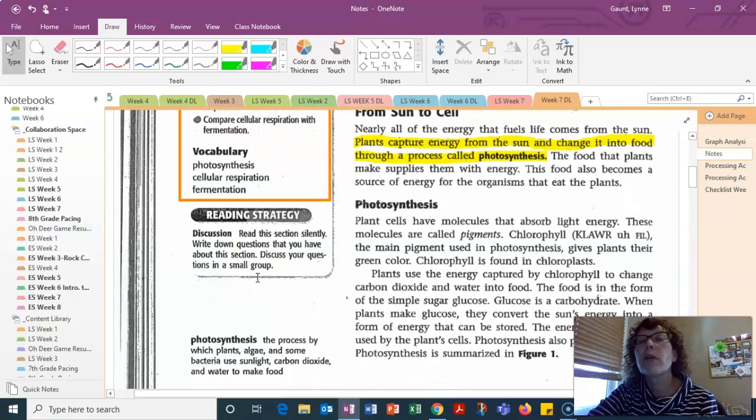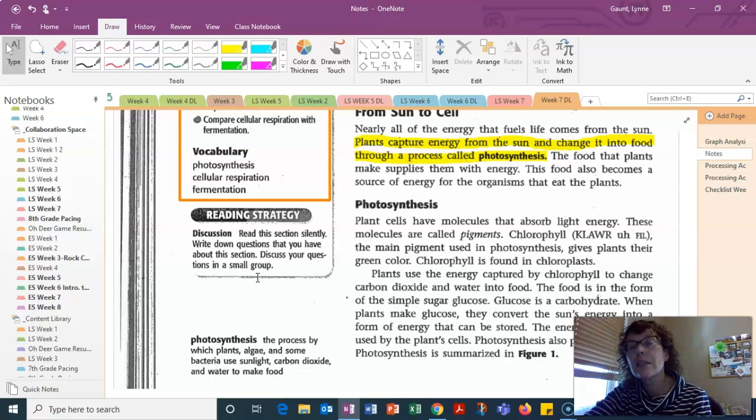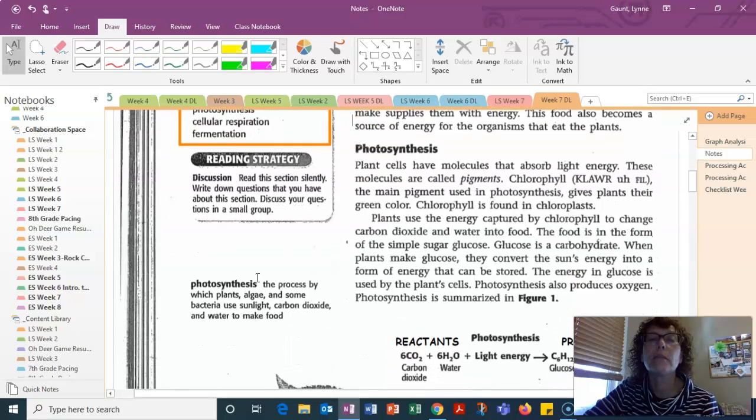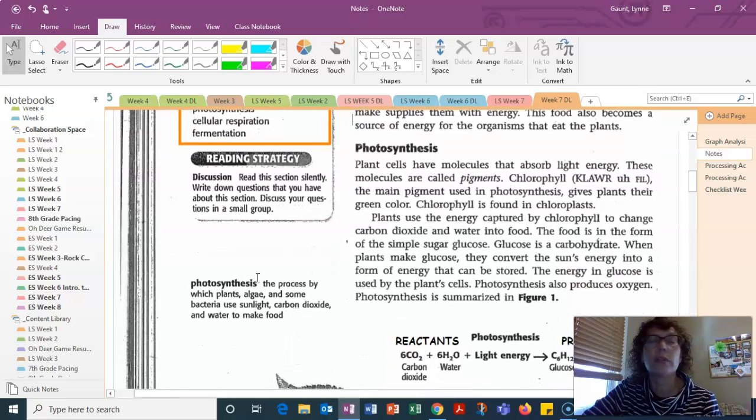So to finish that paragraph, it says the food that plants make supplies them with energy. The food also becomes a source of energy for the organisms that eat those plants. So even though animal cells can't do the process of photosynthesis, we actually get the food by eating plants or by eating animals that have eaten those plants. All right, the next section is called photosynthesis.